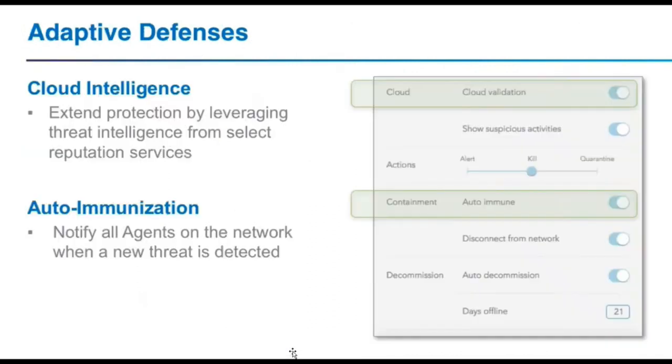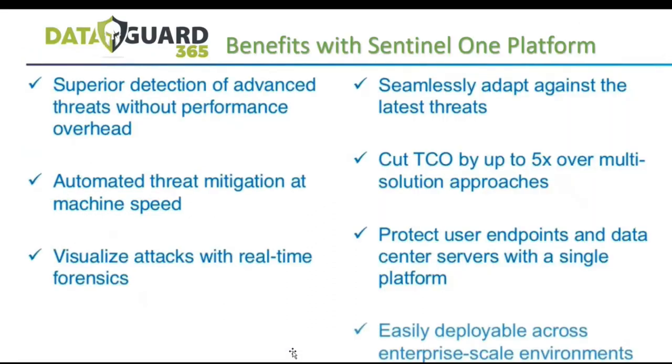So to quickly summarize before we move to the demo, we have superior detection based on advanced threats without much performance overhead. And that's important to us and to you. We needed to make it lightweight on the endpoint. Everyone's fed up of having antivirus hog the system. Secondly, automated threat mitigation at machine speed. We don't believe telling you you've got a problem and waiting for a human to deal with it should be sufficient. It needs to happen rapidly.